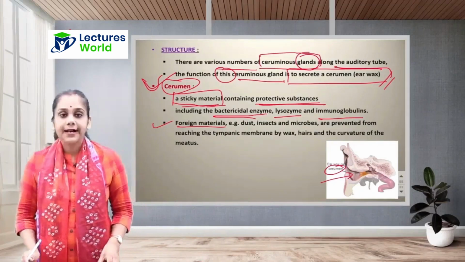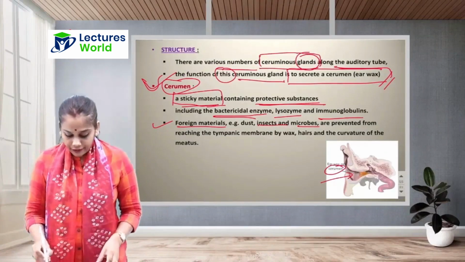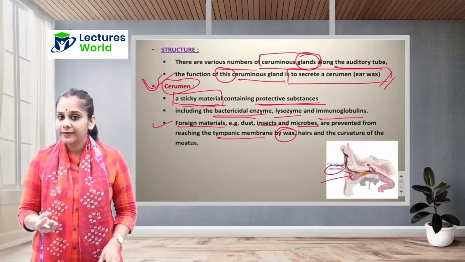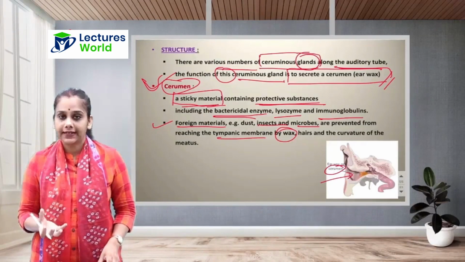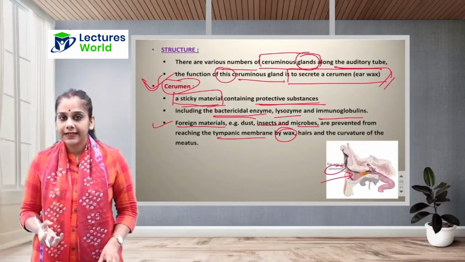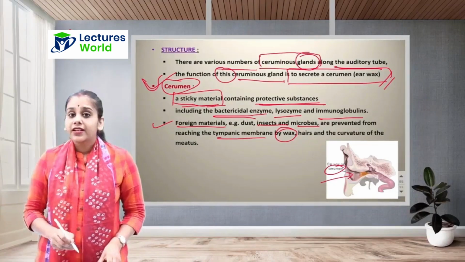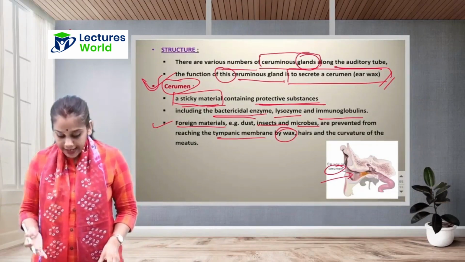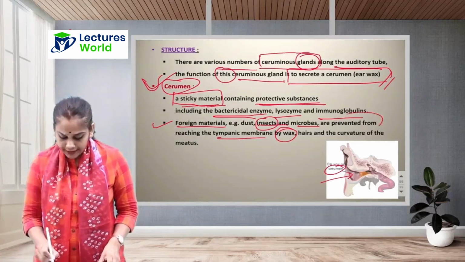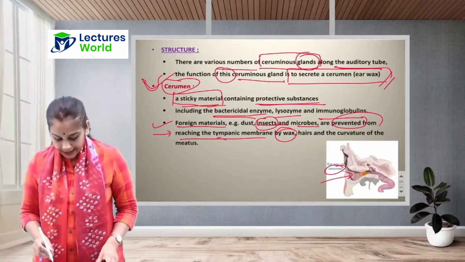Foreign materials, for example dust, insects and microorganisms, are prevented from reaching the tympanic membrane by wax. It is a sticky, waxy material. Because it is sticky, it helps prevent microorganisms, dust, bacteria, or any insect from reaching the tympanic membrane.